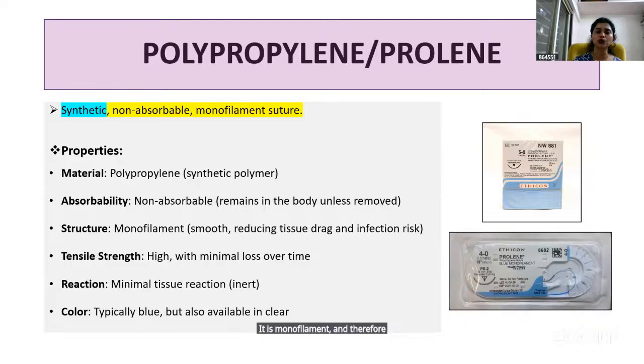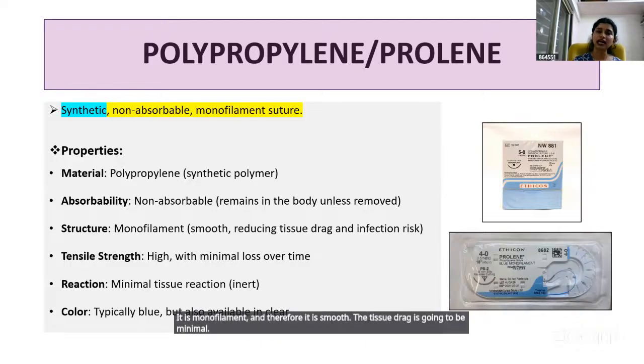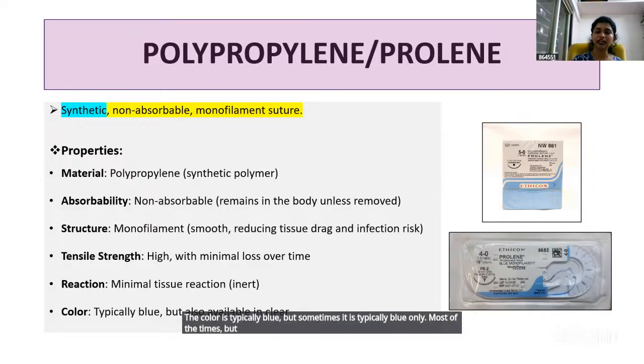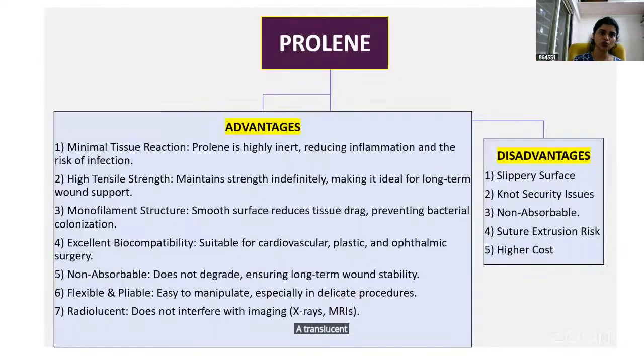The tissue drag is going to be minimal. Tensile strength is high. Reaction is minimal. It is biologically inert. The color is typically blue, most of the time. But nowadays, a clear variant of it is also available. A translucent kind of suture is also available these days.